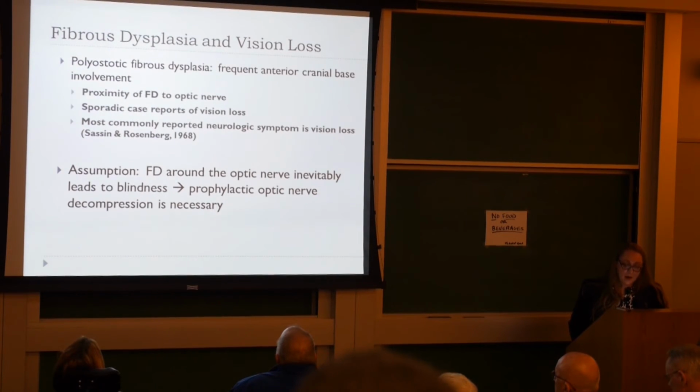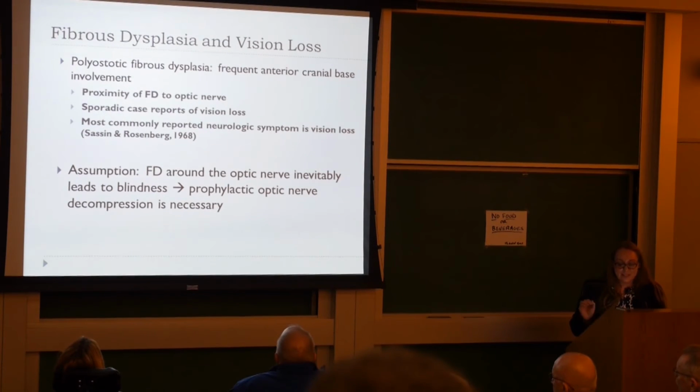So polyostotic fibrous dysplasia was frequently noted to be seen in anterior cranial base involvement, and it was also noted to be very close to the optic nerve. So studies as far back as 1968 showed that the most commonly reported neurologic symptom was vision loss. And there were also reports of sporadic vision loss.